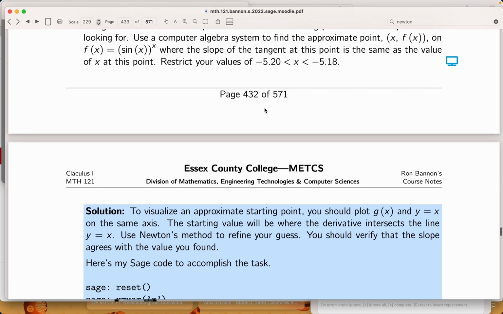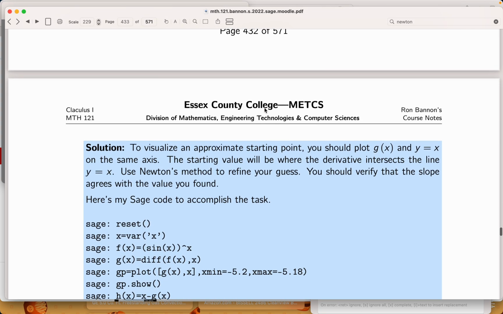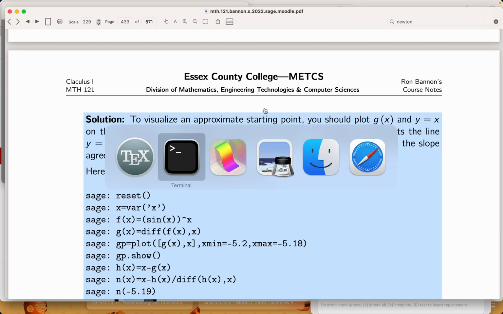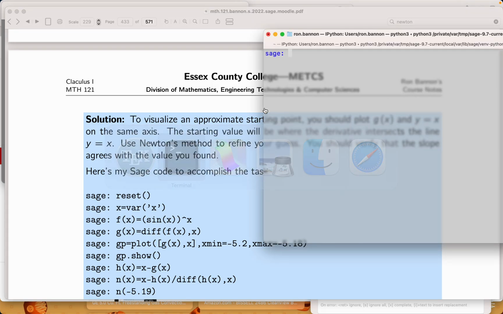Restrict your values between minus 5.2 and minus 5.18. All right. So what I want to do is just go through how to do it. I want to visualize this first, so let me go to Sage first, and let me just clear, reset. Let me define a variable. And let's see what we got over here. We need to find a function f of x. We've done this before, and that's going to be sine of x raised to the power x.